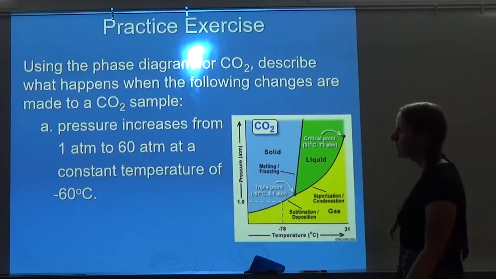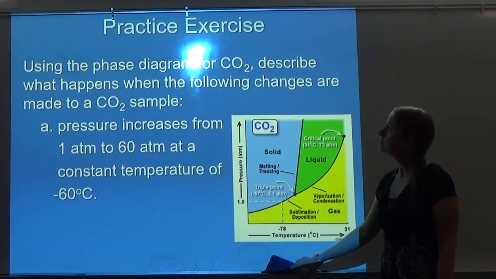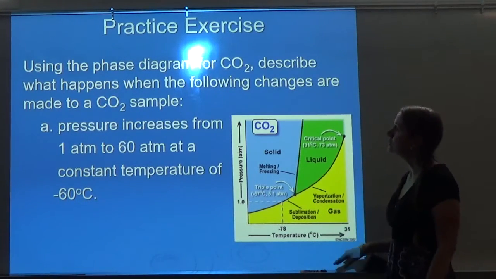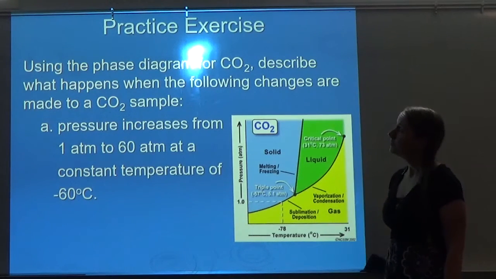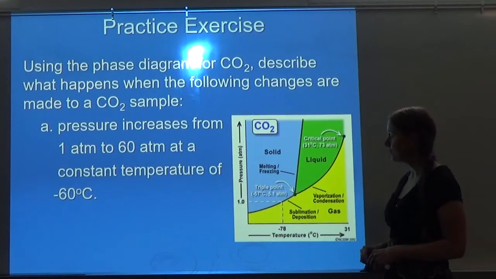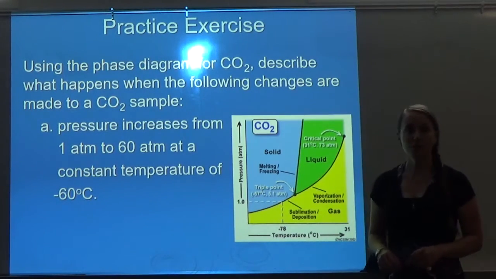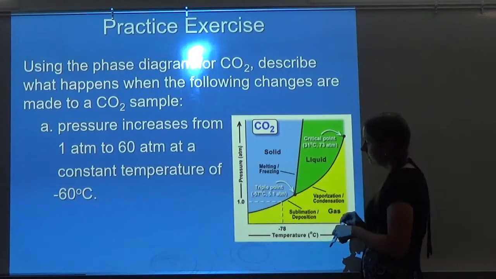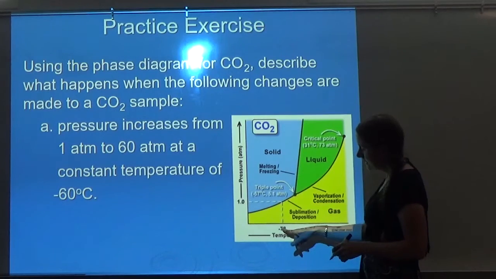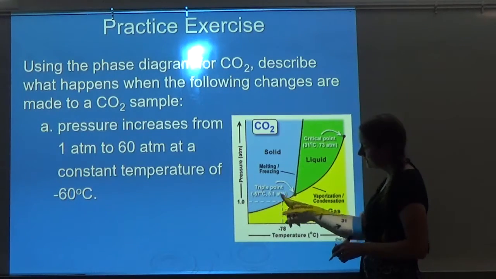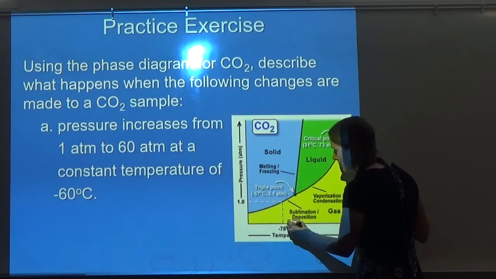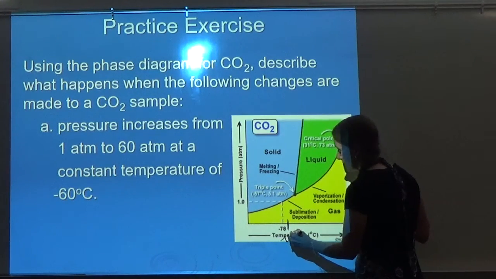So maybe try this one on your own, then we'll look at it together. So it says, using the phase diagram for CO2, describe what happens when the following changes are made to a CO2 sample. Pressure increases from 1 atm to 60 atm at a constant temperature of negative 60 degrees Celsius. Alright, so I'll assume you paused it and tried it. Okay, so they don't have negative 60 labeled on here for me, but I can see that this is negative 78, and I can see the triple point is at negative 57. So I know I'm somewhere here at negative 60.